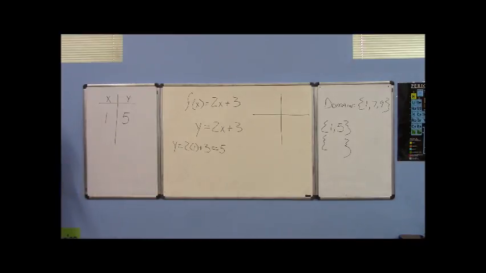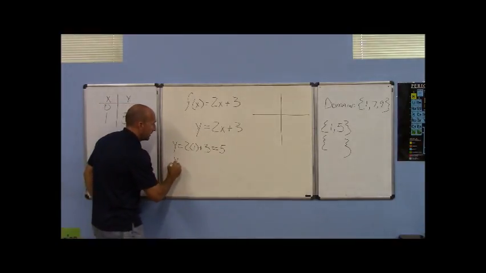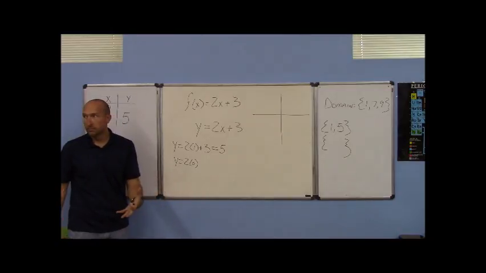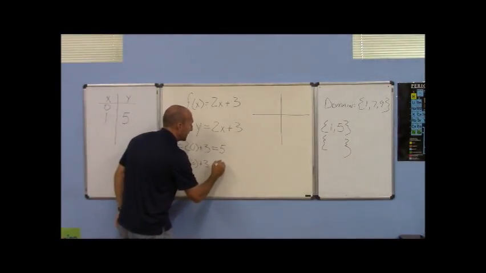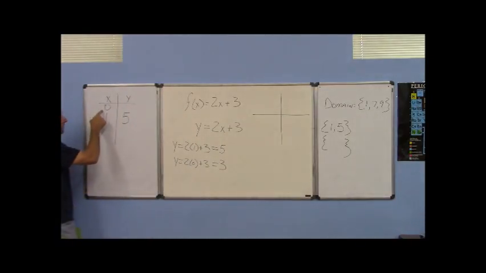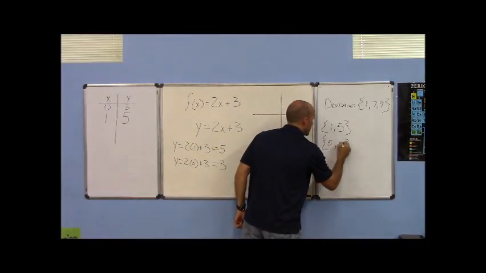What do you think is another easy number to put in for x to solve for y? 0. 0 is my favorite one. So here we plug in y equals 2 times 0, which is what? 0 plus 3. We didn't even have to add anything. So when x is 0, y equals 3. So our next one is going to be 0 and 3.